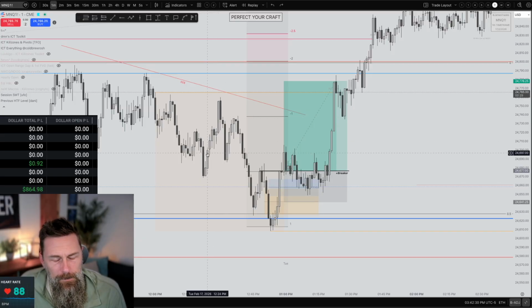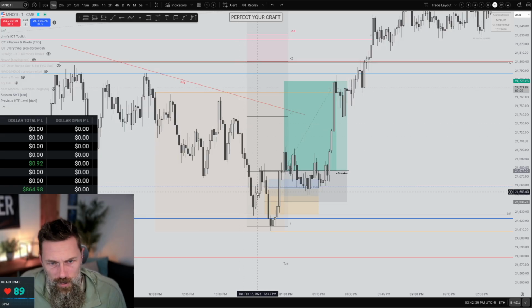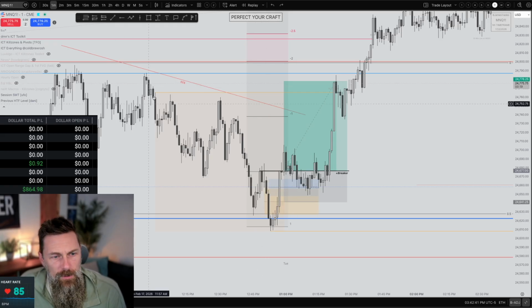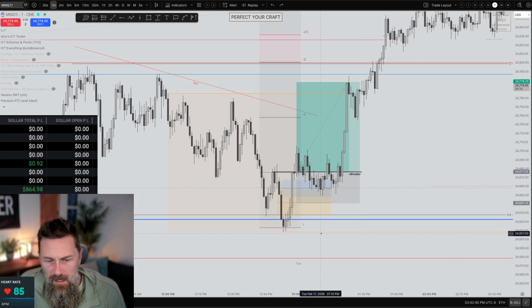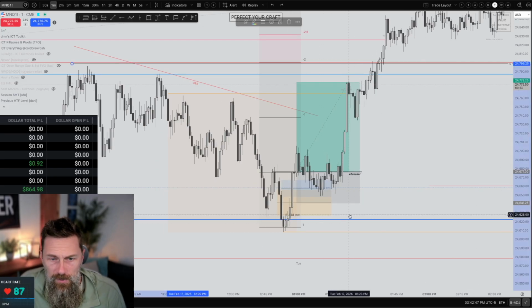Didn't take it, because typically with the lunch raid, we get a nice impulsive move. And then once I saw this, see how this distribution towards the sell side was nice and hard and heavy? That's what we want to see. So here's some accumulation and then some distribution down hard. Then that came back down into 50% of the morning range.